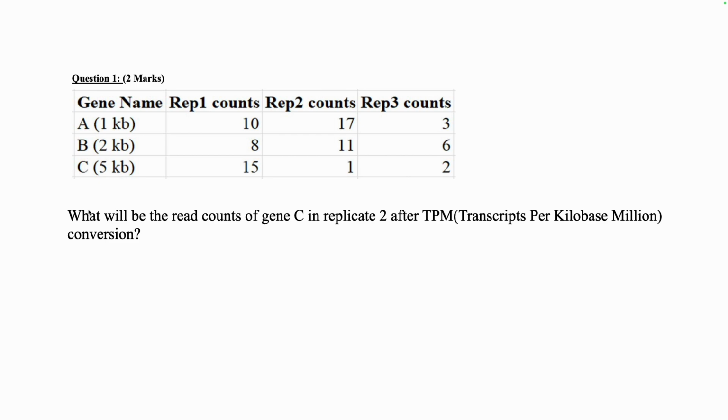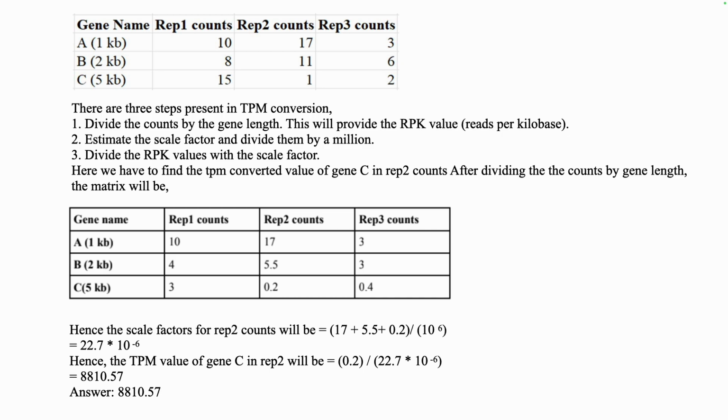Okay, let's look into the concept first. There are basically three steps in TPM conversion. This is our data that we are given. First we need to divide the count by the gene length. Here the gene lengths are given: for A it's 1 kb, for B it's 2 kb, for C it's 5 kb. We divide these raw reads by each gene's length.